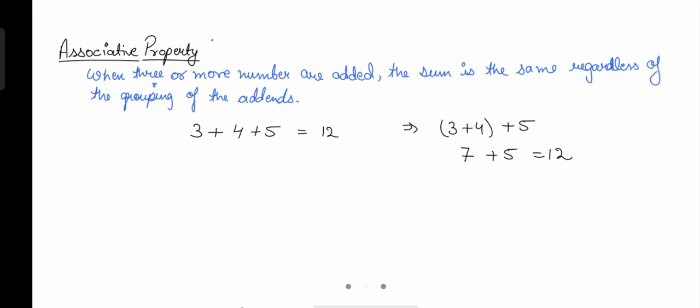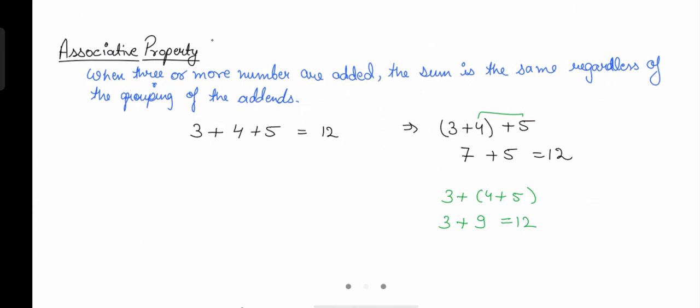Now let's group these numbers in a different way. This time I'm going to group 4 and 5, and I will leave the 3 out of the bracket. So 3 plus the bracket of 4 plus 5. In that case, I will solve my bracket once again. So 4 plus 5 is 9, and 3 plus 9. What will be my answer? This will be again 12.